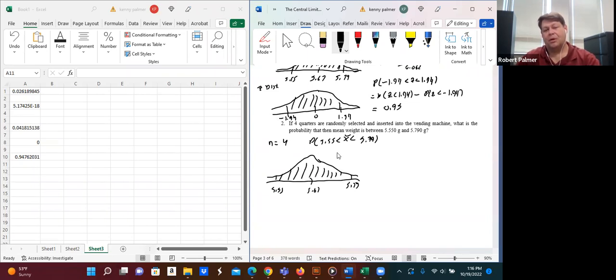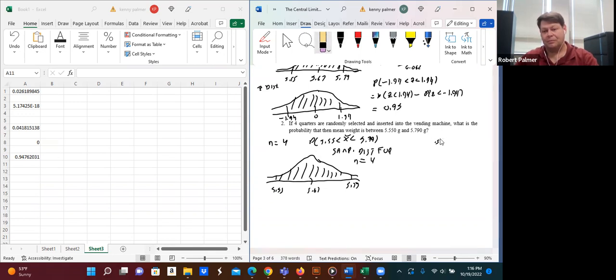And then once again, this is our sampling distribution for n equals 4. Okay, that's important. A sampling distribution of a larger sample will be more narrow. Okay, it's going to do our Z1 and Z2. So it's going to be 5.5.